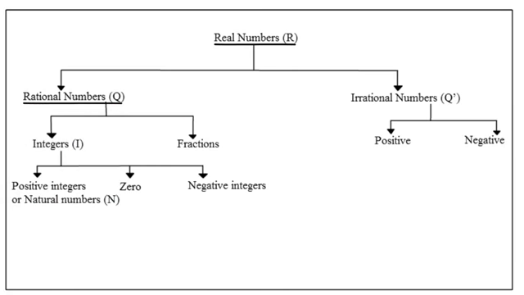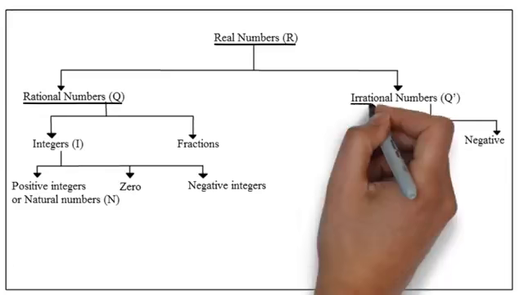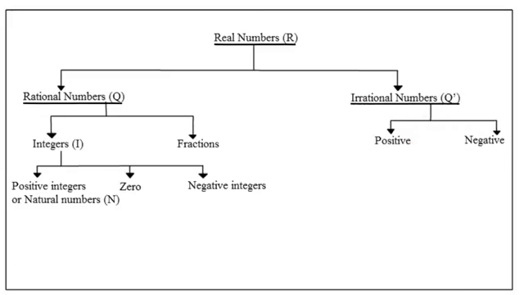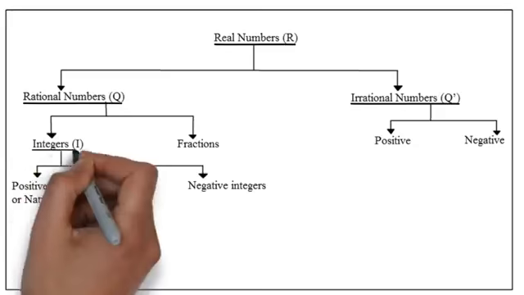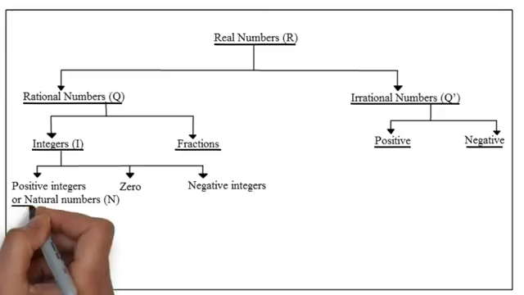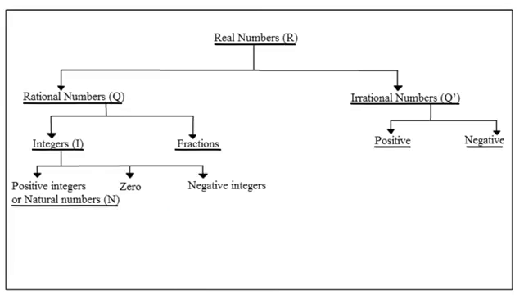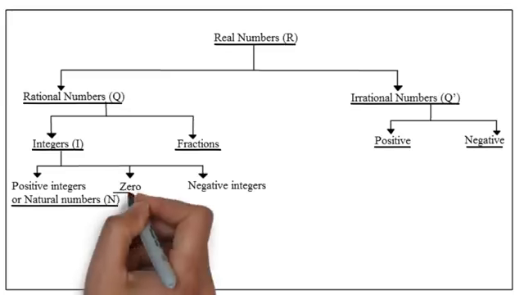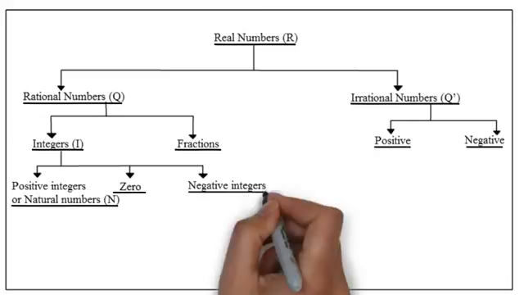Rational numbers, denoted by Q, and irrational numbers, denoted by Q dash. Rational numbers are classified into two: integers, denoted by I, and fractions. Irrational numbers are classified into two: positive and negative. And further, integers are classified into three types: positive integers or natural numbers, denoted by N, 0, and negative integers.